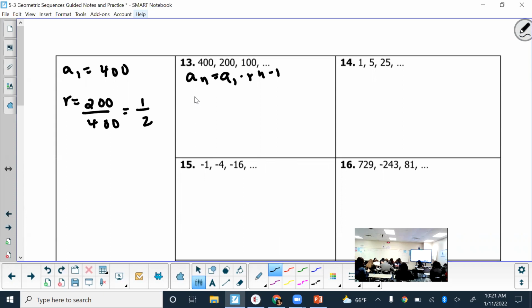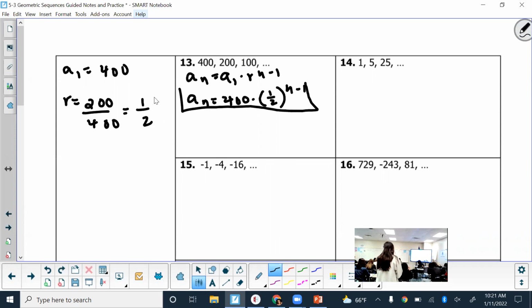So plug it in the right spots. We said a sub 1 is 400 times your common ratio, which is 1/2 to the n minus 1. So make sure your ratio is the one that has the n minus 1 attached to it. I'm going to box that up because that's part of my answer. It just wants the rule for some of the problems on your test. Or it might give you the rule and say, what's the first term? What's the common ratio?